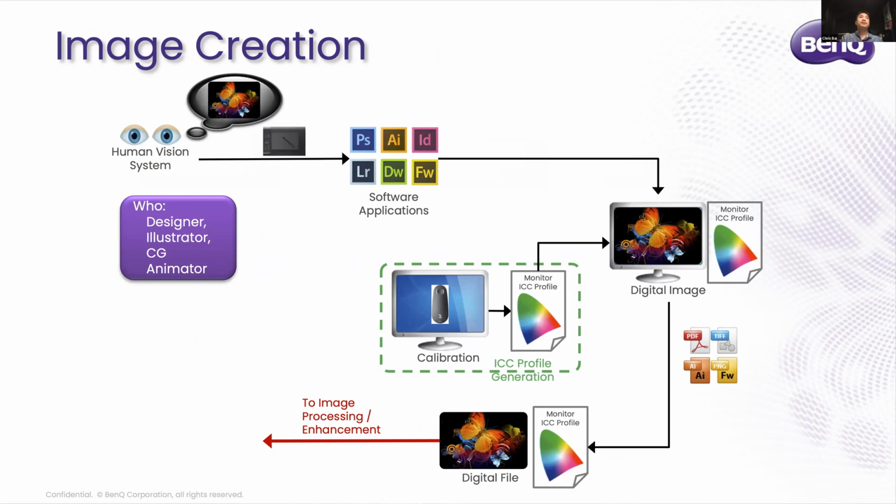So the image creation. Basically a designer or illustrator, CG animator, what he or she does is actually he or she has a vision in mind, using software to create it on the monitor. And then this piece of digital file will be sent for further enhancement. So the most important part is you have to have a monitor to produce accurate color.